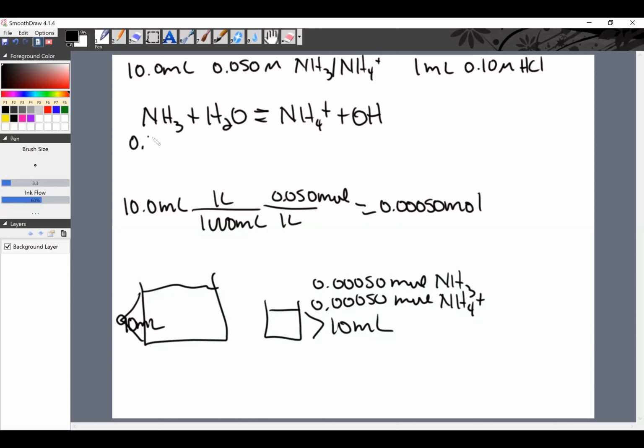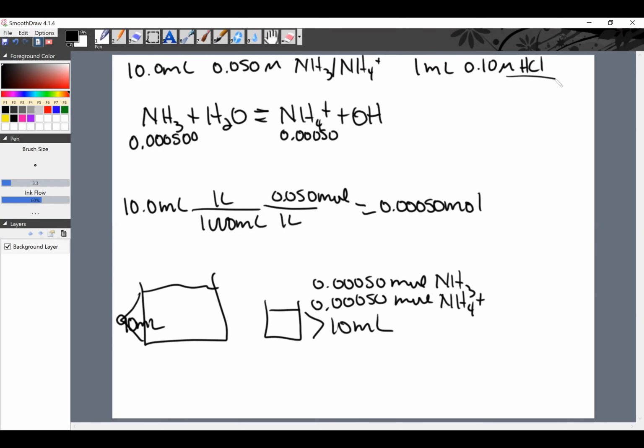So what did I start with? Good grief, I haven't even done any of the problem yet. I just needed to know how many moles were floating around in my 10 milliliters. All right, now what did I do to this 10 milliliters? I added HCl.